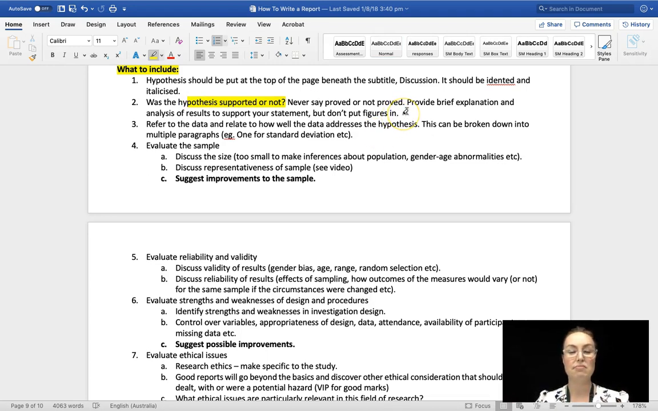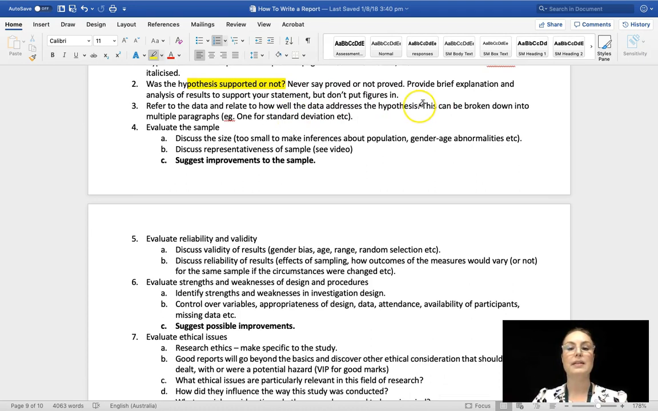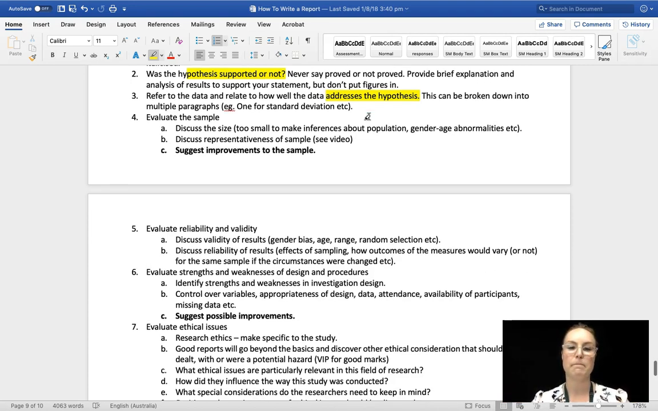Don't put figures in. Don't put data in. You need to refer to the figures or tables that you included in your results. You can also talk about the degree to which it addresses the hypothesis. You can say supported, not supported, but you can say it's supported to some degree, or it's supported, but maybe the difference in the results isn't significant enough to strongly support the hypothesis. Show the little nuances there in your understanding.